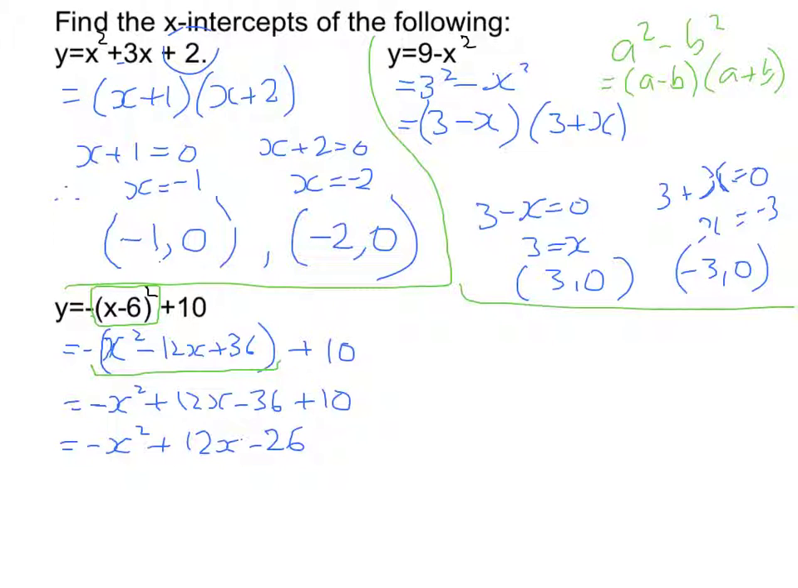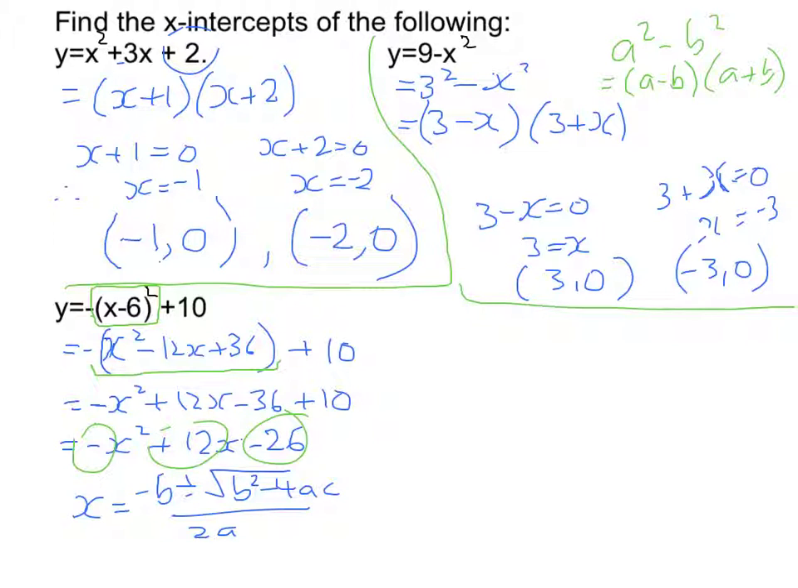The next thing that I'll do is apply this to the quadratic formula, which is x equals negative b plus or minus the square root of b squared, take 4ac, all over 2a, where a will be equal to negative 1. So a is equal to negative 1, b is equal to positive 12, and c is equal to negative 26. So if I apply that to the equation, we'll have negative b is negative 12, plus or minus the square root of b squared will be 12 squared, take away 4 times a is negative 1 times c is negative 26, all over 2 times a is negative 1.